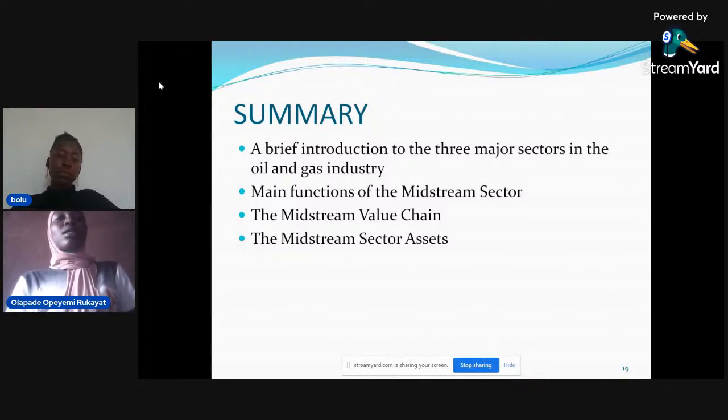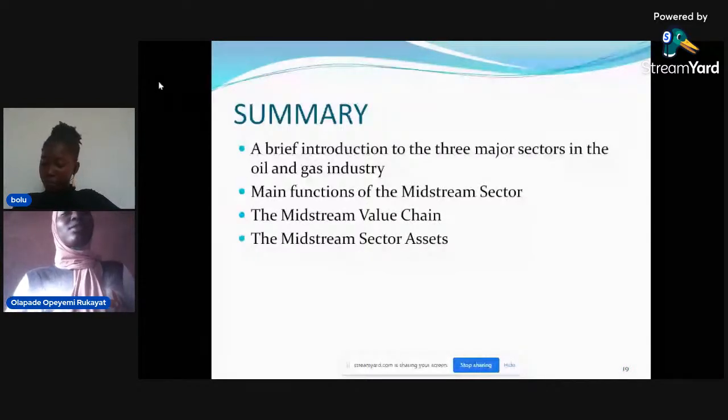We also talked about the main functions of the midstream sector: processing, storage, and transportation. I said that in processing, when oil gets extracted it comes as a mixture, and then each component gets separated. I talked about the storage too, and also the transportation. I showed you a diagrammatic representation of the main functions, which is the midstream value chain, and showed how these three functions are carried out.